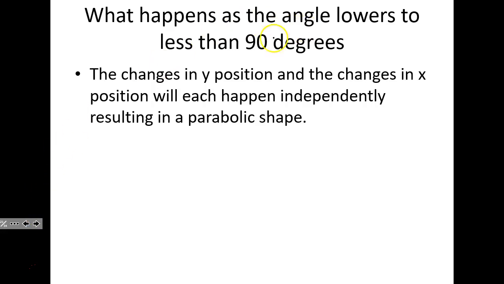So what happens as the angle lowers to less than 90 degrees? Well, there are changes in the y position and changes in the x position, but they each happen independently of one another. The two dimensions happen as if the other one was not happening. So x does its thing, y does its thing, and the object changes its location in x and y at different rates. We can actually look at a logger profile here.